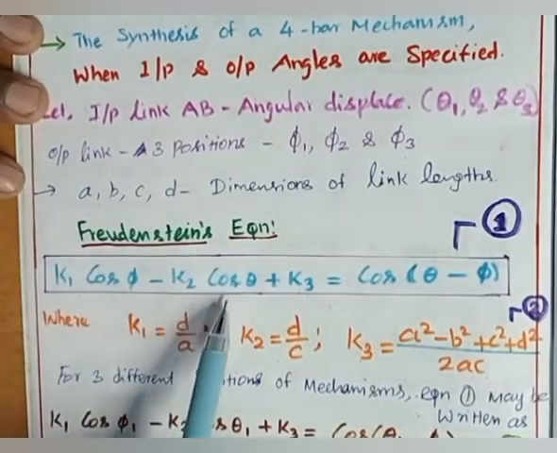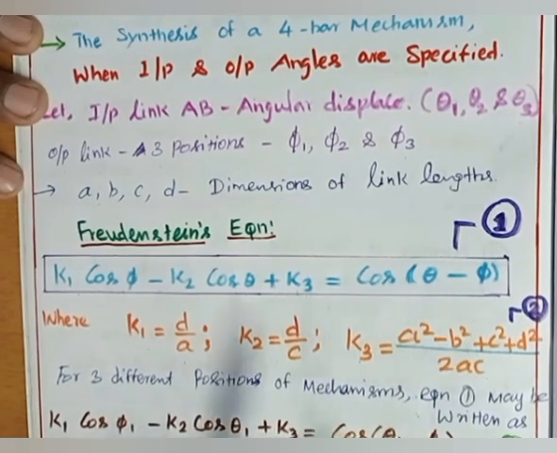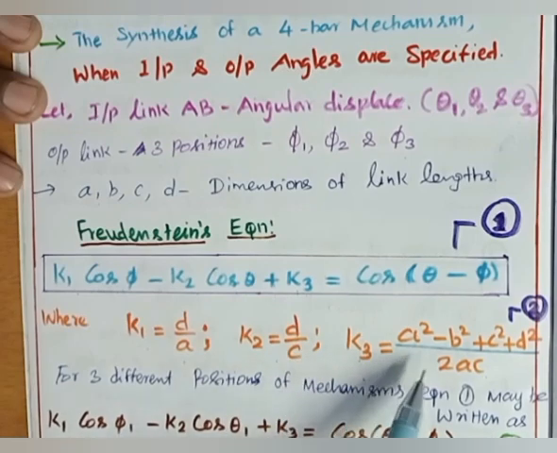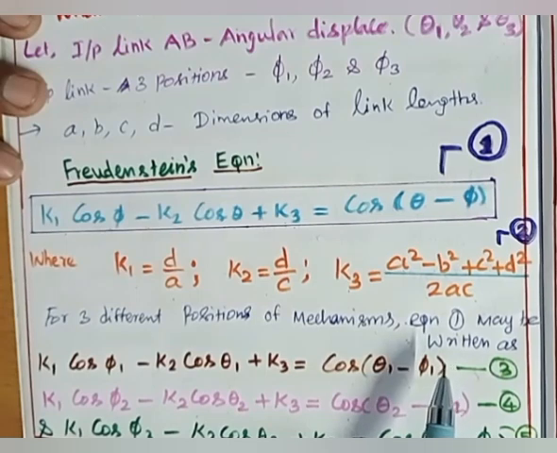K1 cos phi minus K2 cos theta plus K3 equals cos of theta minus phi. What are K1, K2 and K3? K1 equals d by a, K2 equals d by c, and K3 equals a square minus b square plus c square plus d square divided by 2ac.